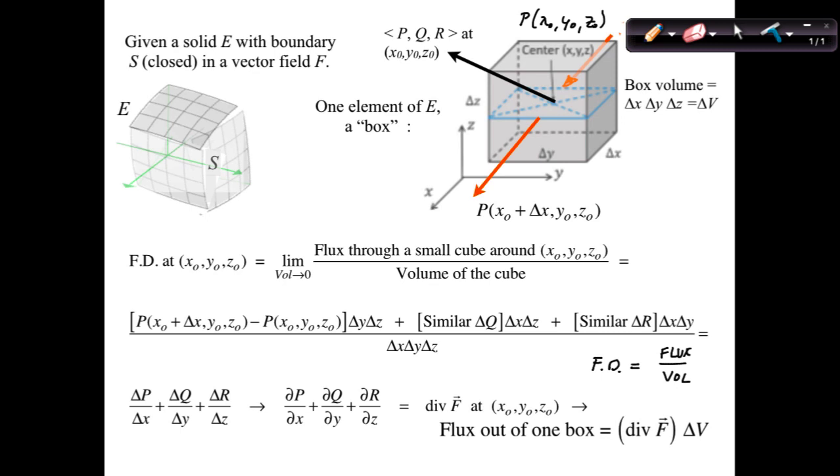And we're about to use that. That's why I'm showing you that. So this slide shows that flux density and divergence are the same thing. And from that, we can say that the flux out of one little element is the divergence of F, i.e. flux density, times the little volume. Questions on that slide?